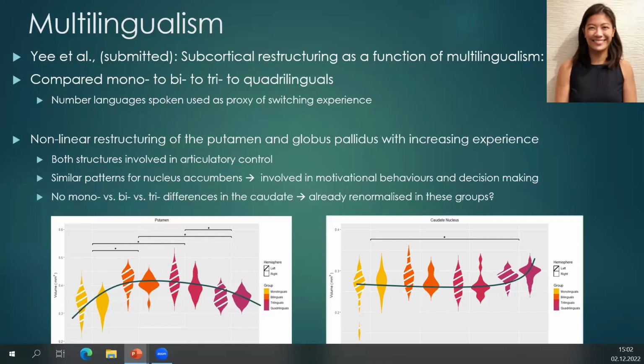The same for the globus pallidus, which has functions that are very, very similar to the putamen. For the caudate nucleus, we found a flat effect. Only the quadrilinguals had bigger caudate nuclei than the other three groups. We interpreted that as making sense, actually, because the caudate nucleus is a supportive structure that is expected to renormalize before everything else, right? So it's the first one to return to baseline. So these two, the caudate and the putamen, are neighboring structures, but we know that they are affected differently by the bilingual experience.